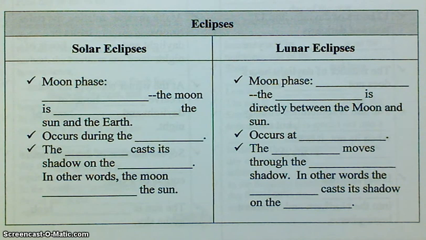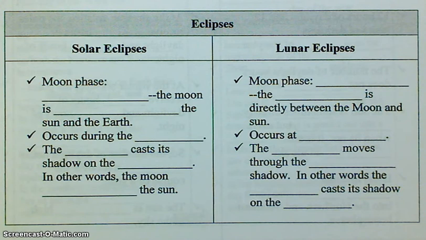We talked about two types of eclipses, solar eclipses and lunar eclipses. Let's talk about solar eclipses first. The moon phase during a solar eclipse is new moon, meaning the moon is in between the sun and the earth. Solar eclipses occur during the day. What happens? The moon casts its shadow on the earth. In other words, the moon blocks out the sun. Okay, that's what a solar eclipse is.